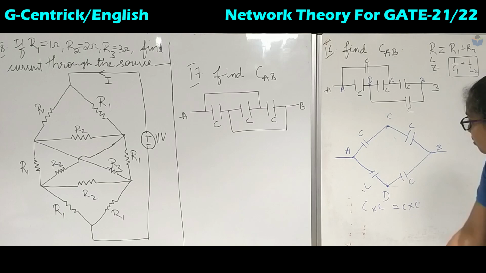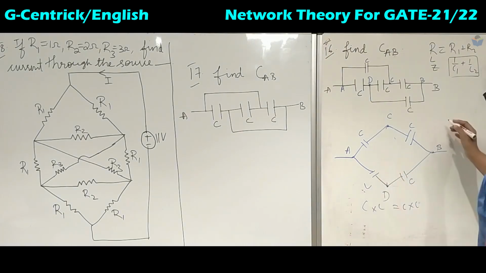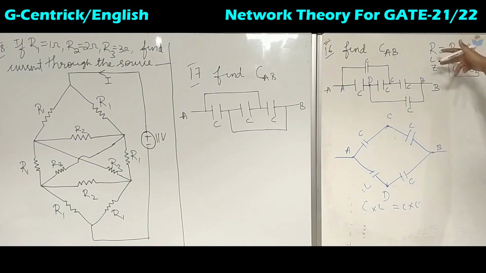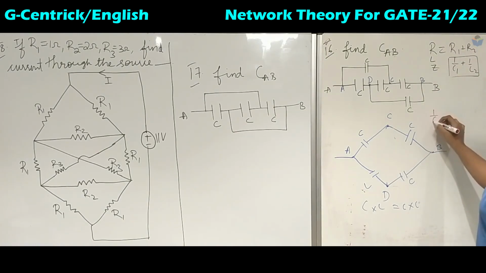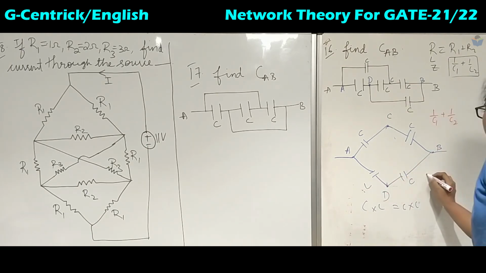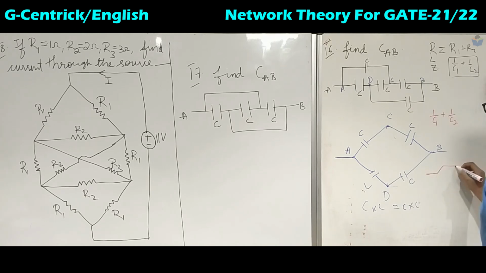Now you can see that these two capacitors are in series. In series, what will happen? It will happen opposite to the resistor and inductor. So it is 1 by C1 plus 1 by C2. Again this is also the same thing. So we will redraw this. Here is one capacitor and here another. So this is 1 by C plus 1 by C, which is 2 by C.